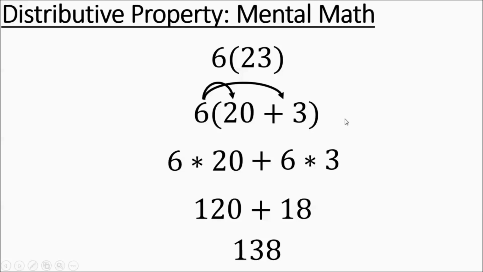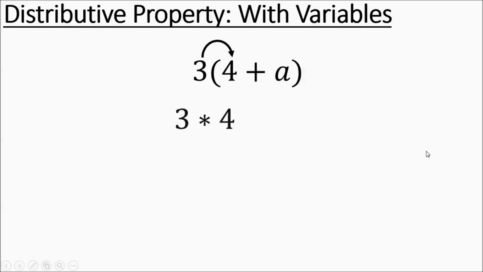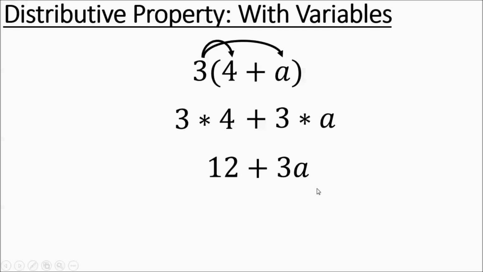But the main thing we're going to get into is coming up now. So we've got variables going on. We have 3 times the sum of 4 plus A. We're going to take that 3 and multiply it by both terms. We're going to do the 3 times 4, and then everything's positive, so it's just going to be plus 3 times A. So now you work out what you can. We can simplify 3 times 4 into 12. The 3 times A can be rewritten as 3A.